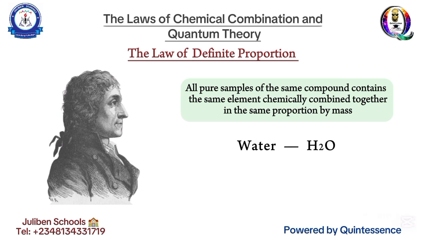If the water is coming from the lake, the ocean, the well, the sea, or rain, no matter where the water is coming from, when it is purified, it contains the same proportion by mass of hydrogen and oxygen. And that proportion is 1:8, 1 from hydrogen, 8 from oxygen. The mass of hydrogen is 1, and 1 times 2 is 2. The mass of oxygen is 16. So by the time you find the ratio, it gives you 1:8. That is the law of definite proportion, the law of constant proportion.